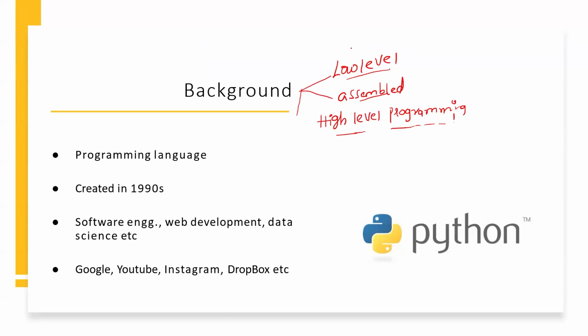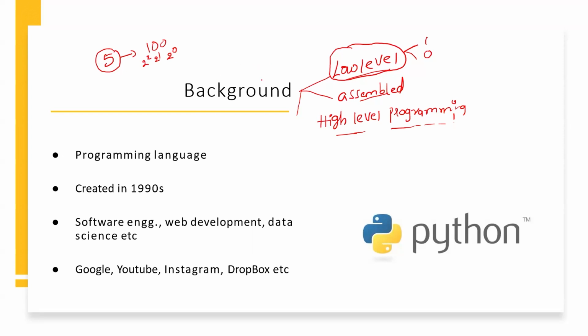Low level language is generally understood by the computer, which is in the form of binary format, which consists of 0 and 1. For example, if you have written the number 5, it will be converted into binary format, something like this. So this is 2 to the power of 0, 2 to the power of 1, 2 to the power of 2, something like that.